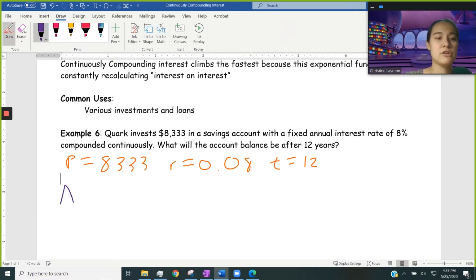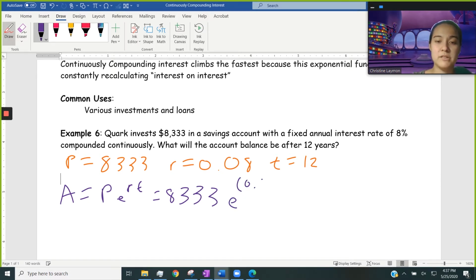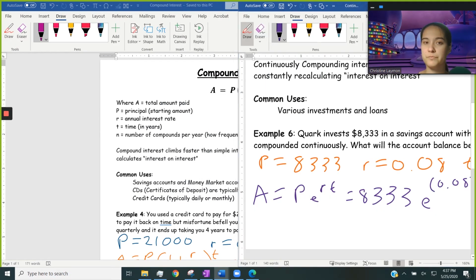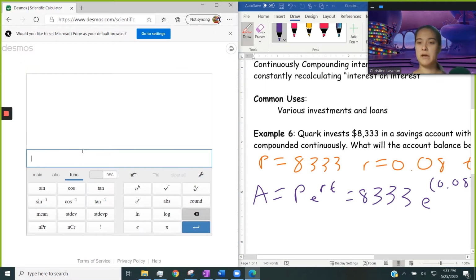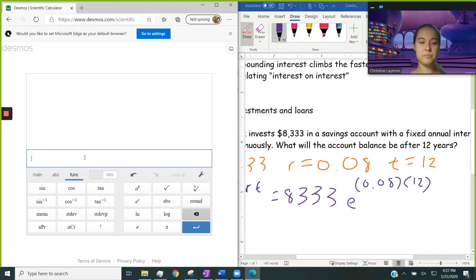Okay, so our total amount is P e to the rt. Let's go ahead and plug these things in. 8333 times e raised to the 0.08 times 12. And we plug that whole thing into the calculator, we'll get out the actual amount of money he had at the end of his balance after 12 years. So let's come back over to our handy dandy calculator and let's slide this over. 8333 times e raised to the 0.08 times 12.